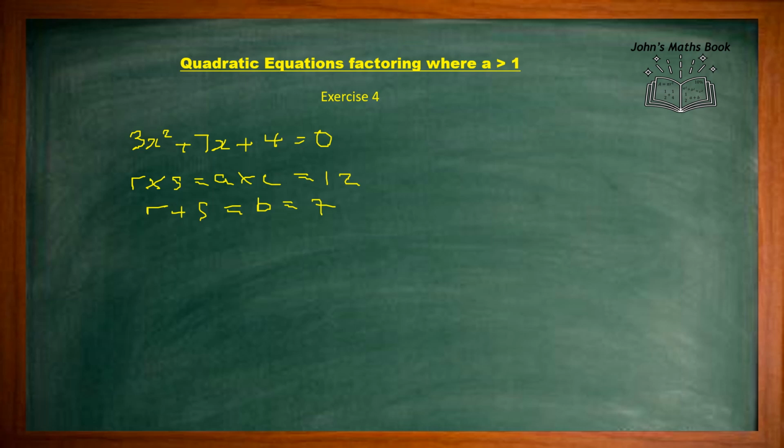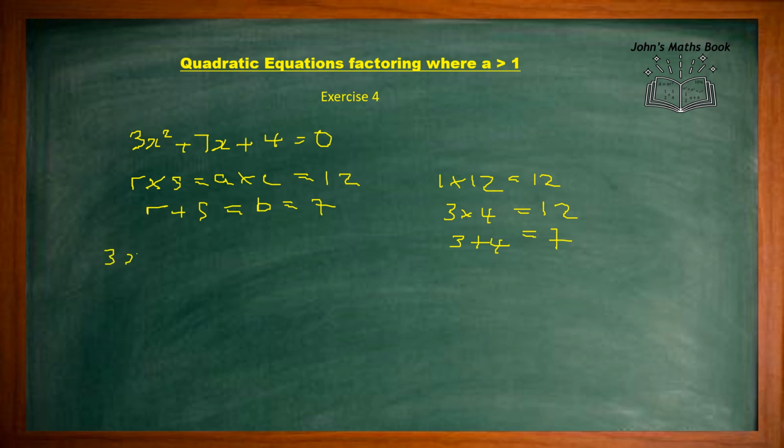So let's look at two numbers that when multiplied together give us 12. We can have 1 times 12, that equals 12, but when we add them up it gives us 13. How about 3 times 4? When multiplied that gives us 12, and when we add 3 to 4 we get a value of 7, which is what we want. So we'll use that in our quadratic equation. Now let's rewrite the quadratic and split the middle term 7x.